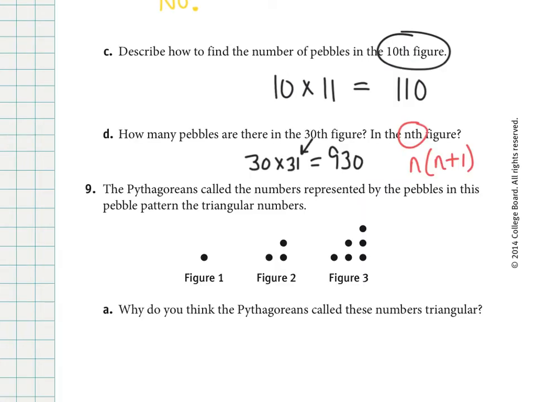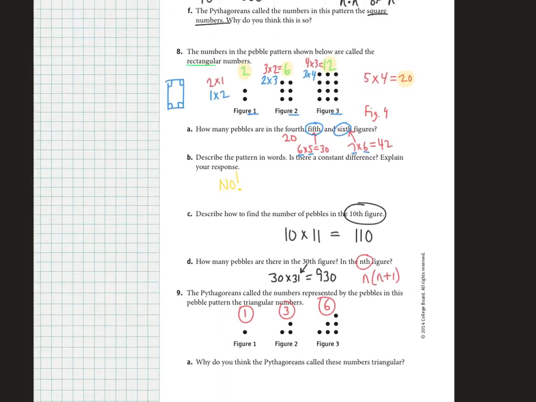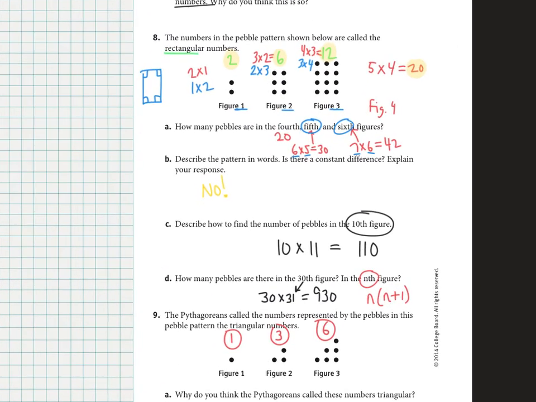All right, so let's take a look at how many pebbles there are in here. Figure 1 clearly has 1 dot. Figure 2 has 3 dots. Figure 3, 1, 2, 3, 4, 5, 6 dots. Let's make a quick comparison to what was happening with the rectangular pattern above. If we compare these numbers and also look at the shape, to go from 1 to 3 to 6, how that compares to what we had up here, it was 2, then 6, then 12.